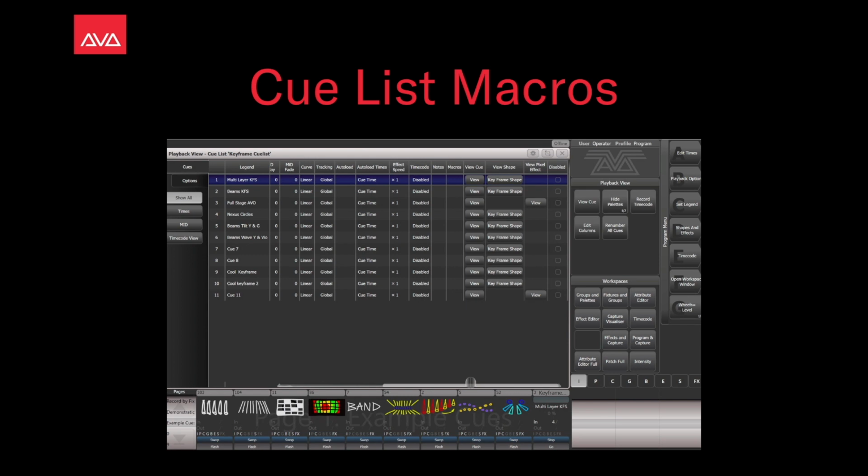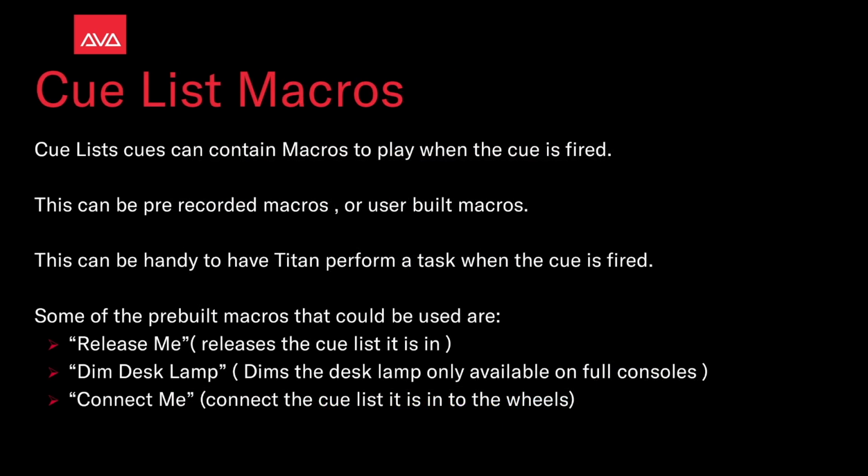In this video, we're going to talk about macros and queue lists. Queue list queues can contain macros to play when the queue is fired. This can be pre-recorded macros or user-built macros. This can be handy to have Titan perform a task when the queue is fired.